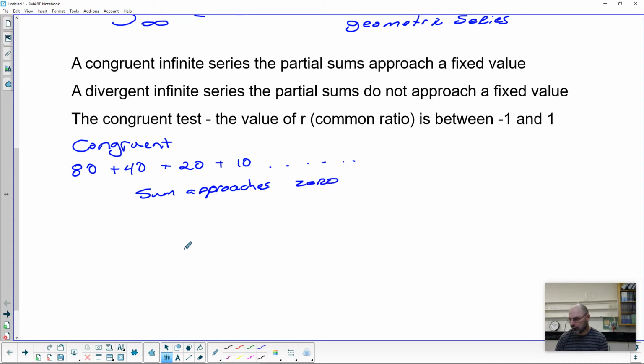In this case, that's congruent. A divergent one. Okay, so I'm going to do one that has a ratio that's above 1 or below -1. So let's say I started with 2, then multiplied by 2 to go to 4, and then multiplied by 2 to go to 8, and then 2 to go to 16, and 32, etc. If I do the partial sums, this is 6, this is 12, this is 24, and so forth. So it's climbing, so it's approaching infinity.